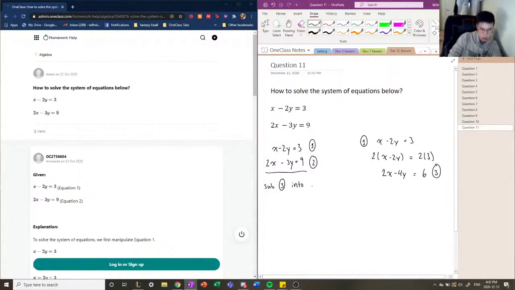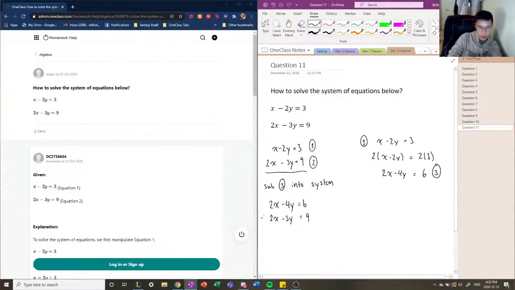And we're going to sub 3 into the system. Okay. So we're going to take this whole scaled up linear equation. We're going to sub it into 1. Okay. So we get here 2x minus 4y equals 6. So 3 and 1 are equivalent. I just scaled them up. And we have 2x minus 3y equals 9.